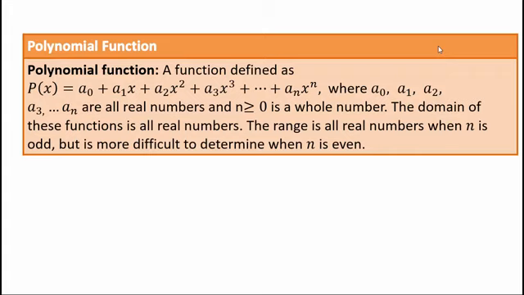The degree of the polynomial, as you recall, is the highest power of x that appears there, which in this case would be n. Because it's a polynomial function, we can put in any x we want, and so we get all real numbers as our domain. The range is also all real numbers if n is odd. But if n is even, then it's a little more difficult to determine what the range is. We will have to look at that a little bit later.